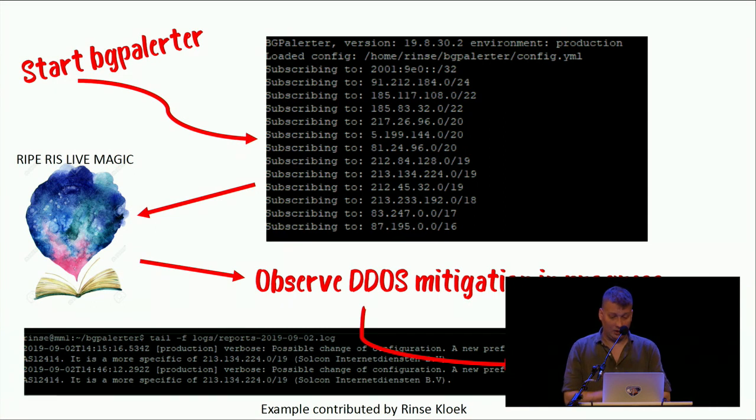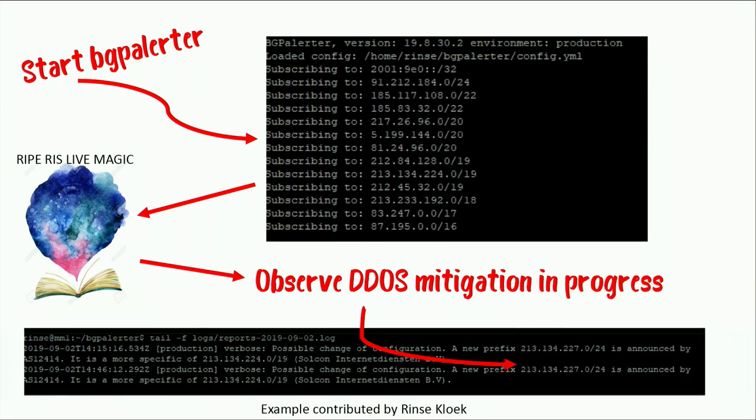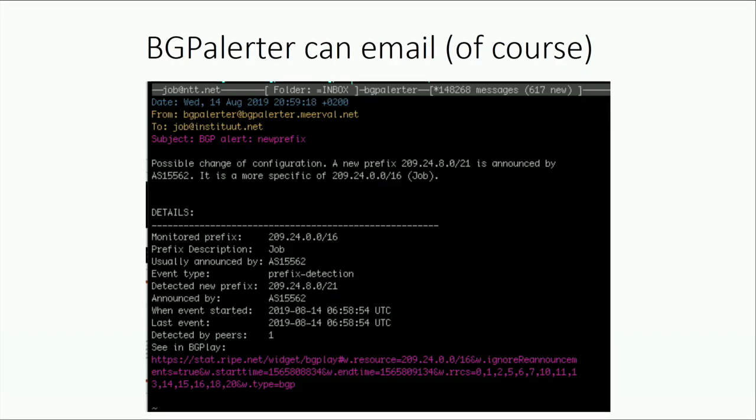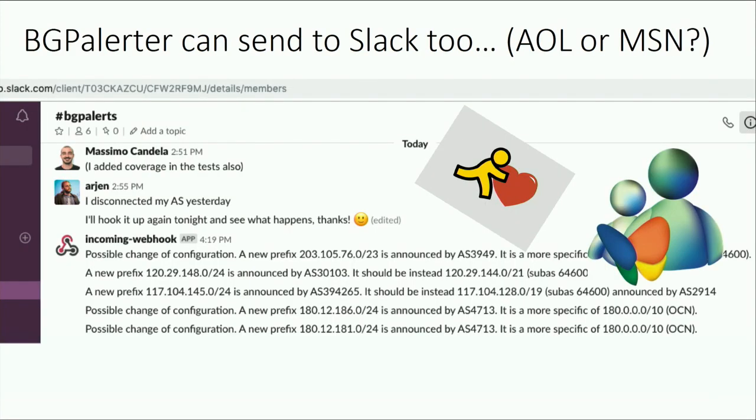And in this case, Rinse Kluk contributed an example where he was monitoring his aggregates, and when he started the software, he noticed a prefix that he was pulling through a DDoS mitigator, and that indeed was a more specific that was not explicitly documented or allow listed in his config. So this is basically what you can do with it. Or you can pipe it into emails, which I like, or you pipe it into Slack, which other people like, and I bet somebody can hook this up to AOL or MSN. The sky is the limit.